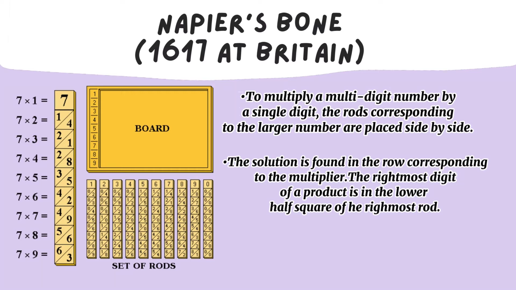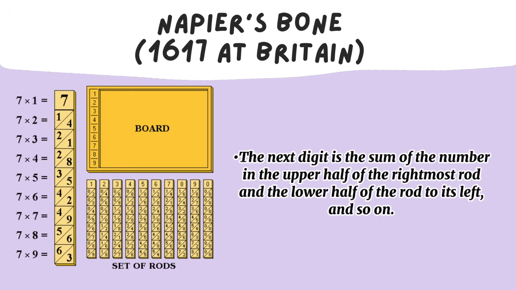The rightmost digit of a product is in the lower half square of the rightmost rod. The next digit is the sum of the number in the upper half of the rightmost rod and the lower half of the rod to its left, and so on.